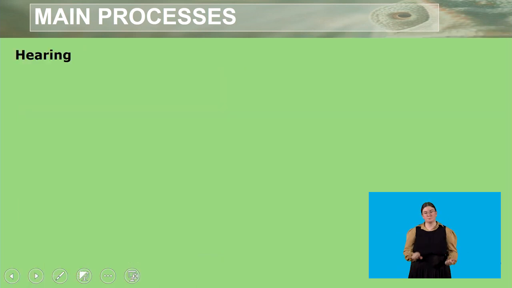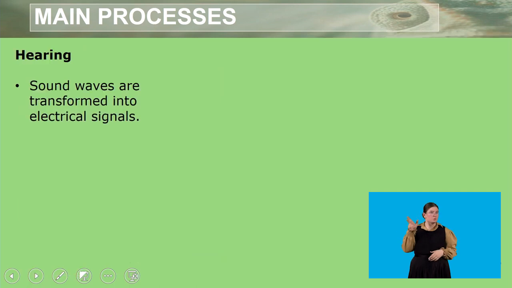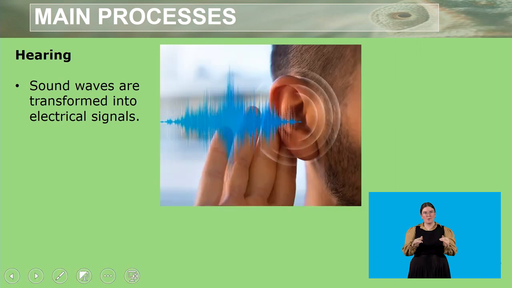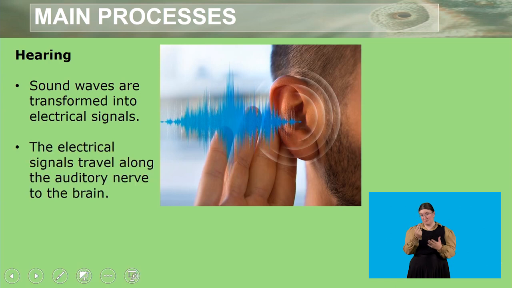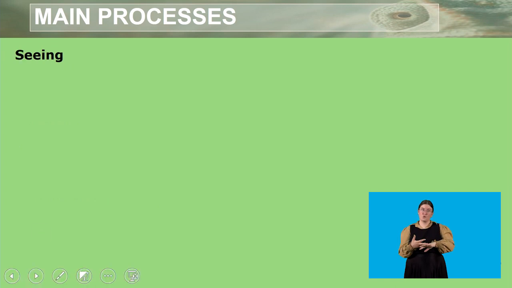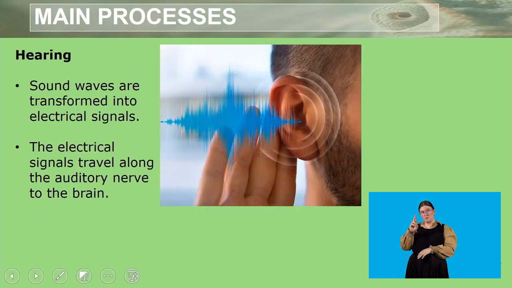The next process involves hearing. Here, sound waves are transformed into electrical signals. As we can see in the diagram, the electrical signals travel along the auditory nerve to the brain. The auditory nerve is a nerve that is found in the ear and sends messages to the brain, messages that are saying, I am hearing something right now.